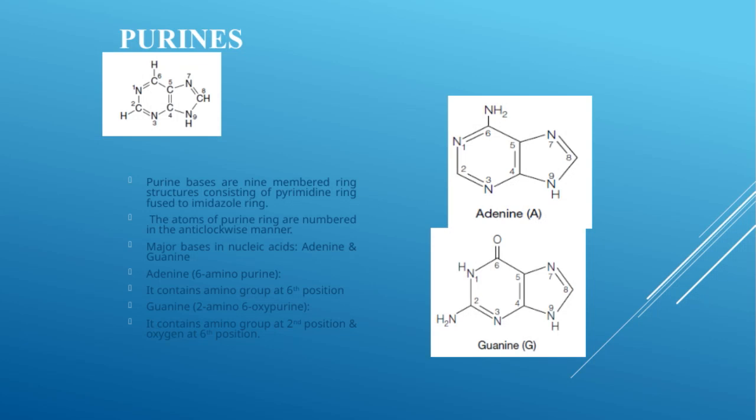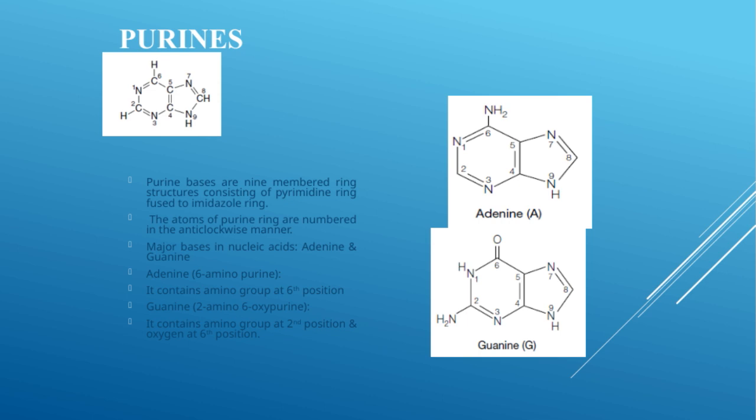Let's take a closer look at purine bases. These are fascinating structures because they have a 9-membered ring system that combines a pyrimidine ring fused to an imidazole ring. When we talk about the atoms within the purine ring, it's important to note that they are numbered in an anti-clockwise manner, which helps us precisely identify different positions on the ring.